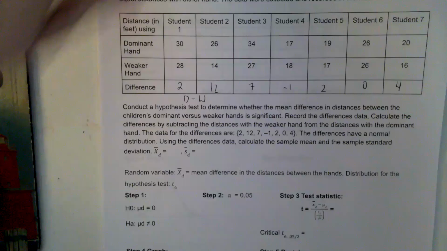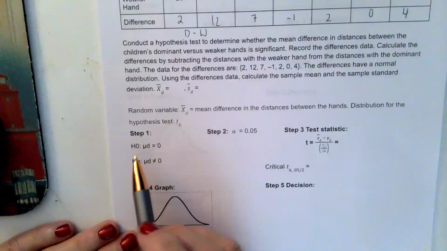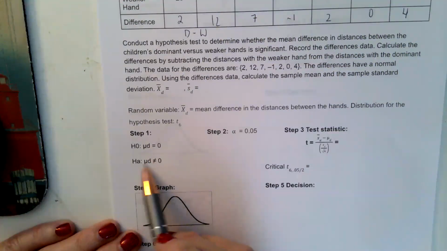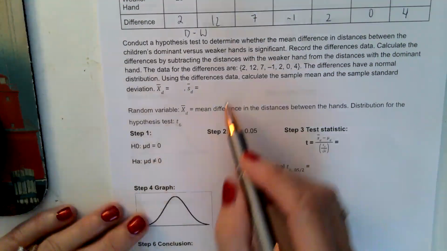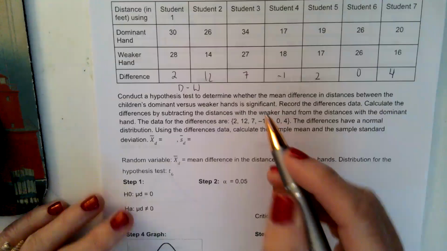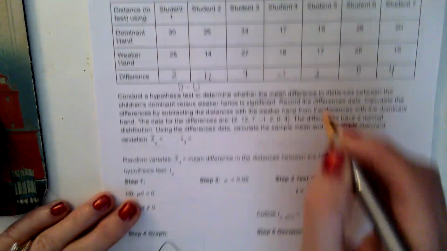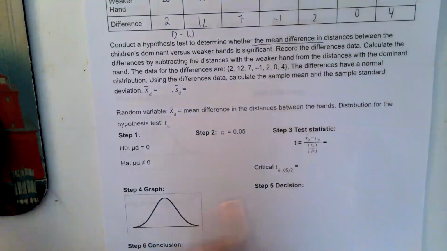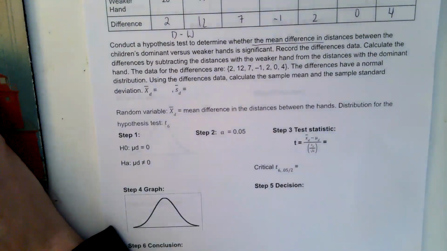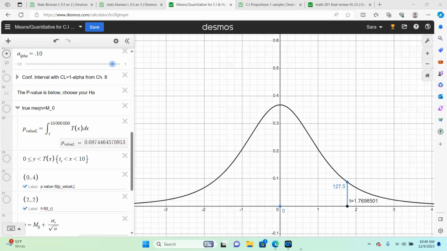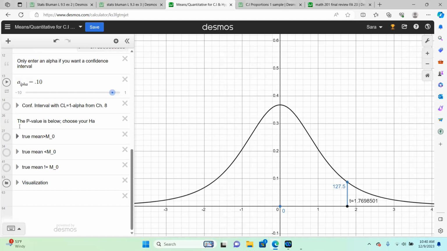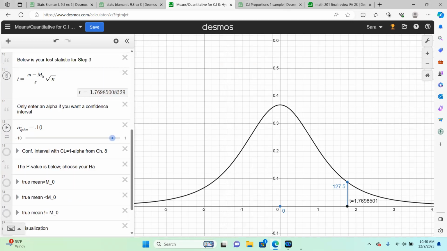And so the null hypothesis is that the mean difference is equal to 0, and HA is not equal to 0, because they just want to know if they're different, to see whether the mean difference is significant. So let's go to our Desmos. You've got that Desmos link in the module, so you can be following along with this. Try these on your own.